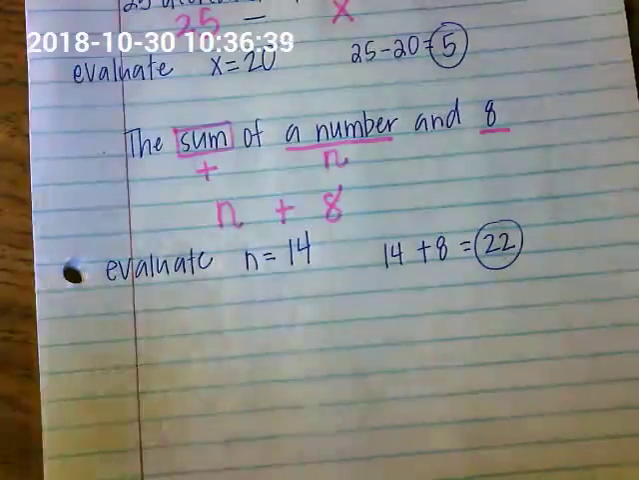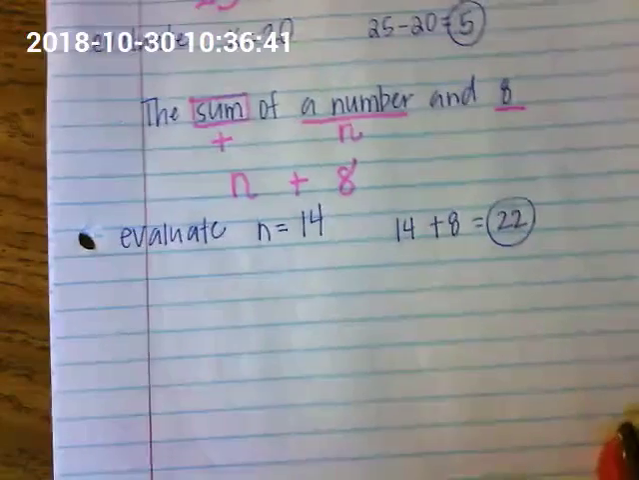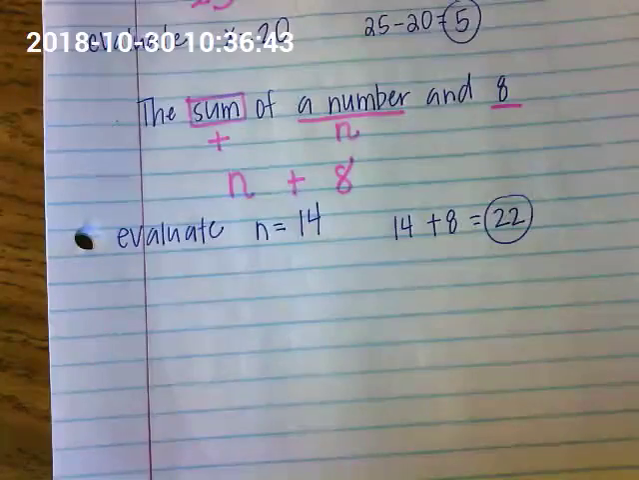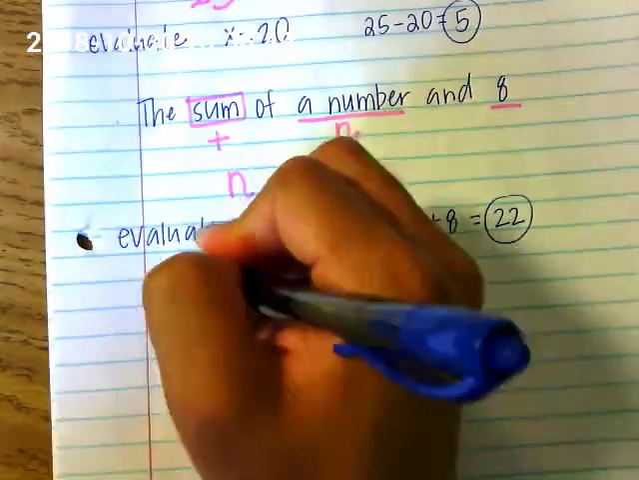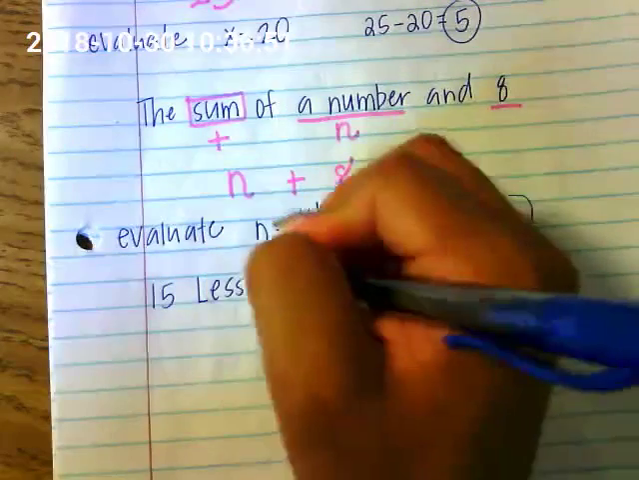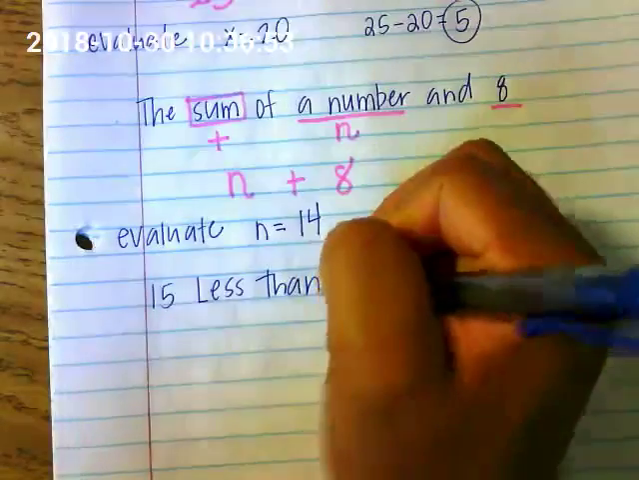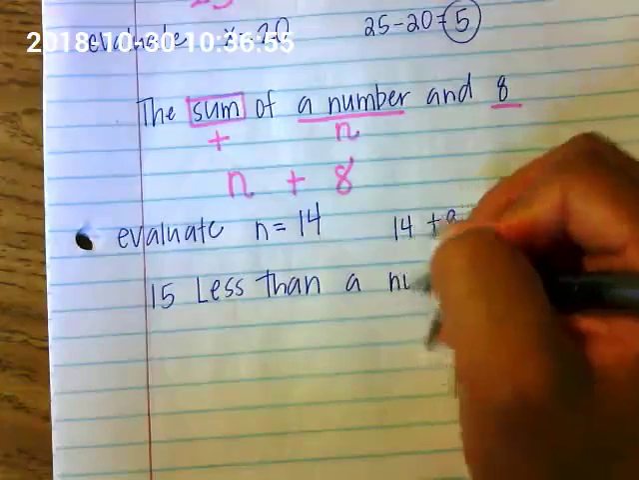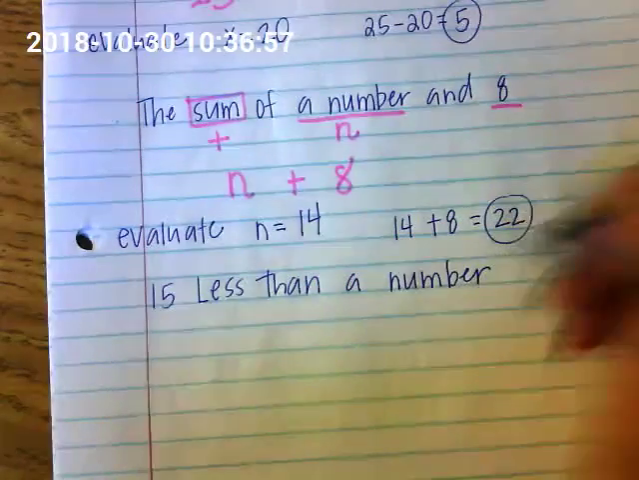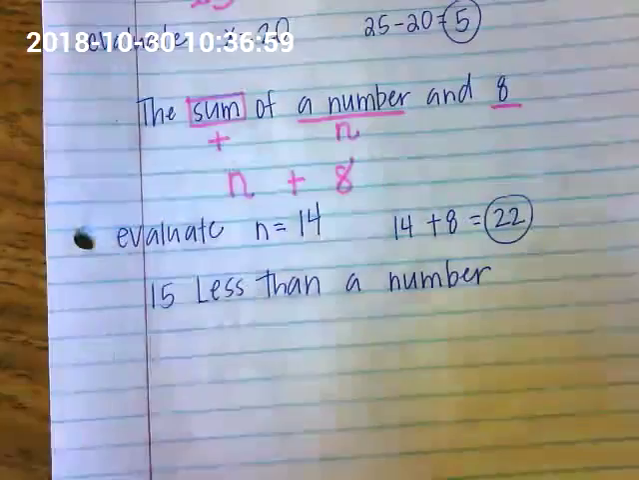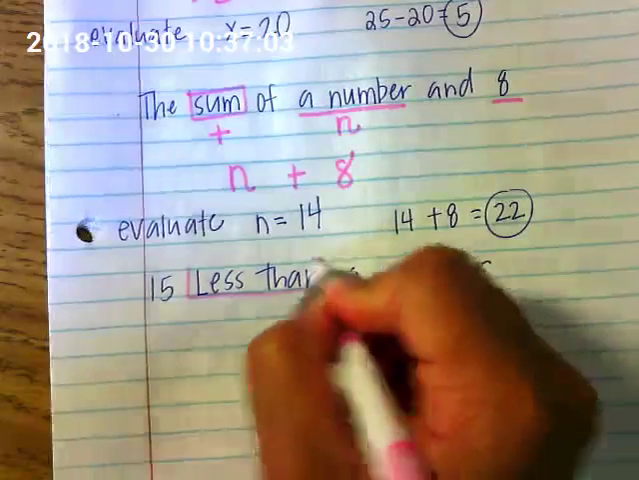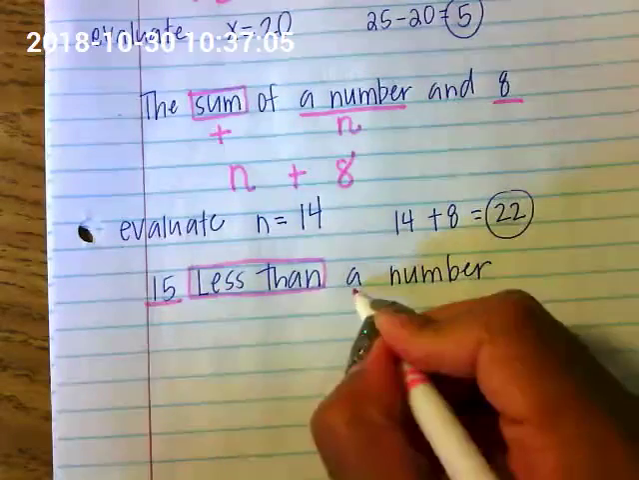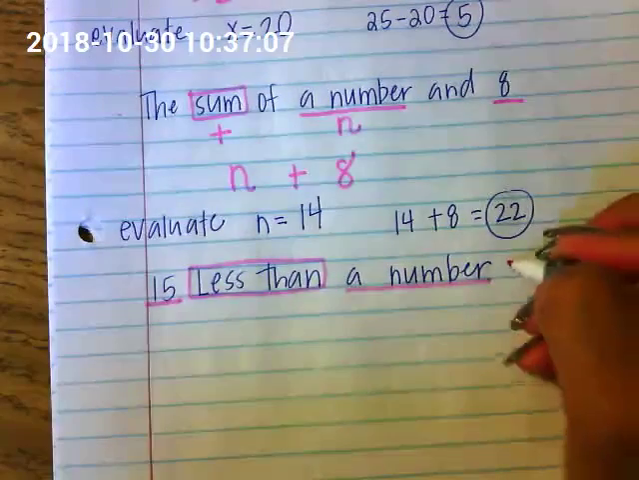Let's do this next one. It's a little tricky. It's easy, but you got to know where to put the numbers. So 15 less than a number. So what's my keyword here? Less than. And we have 15 and a number. We'll call this number y.